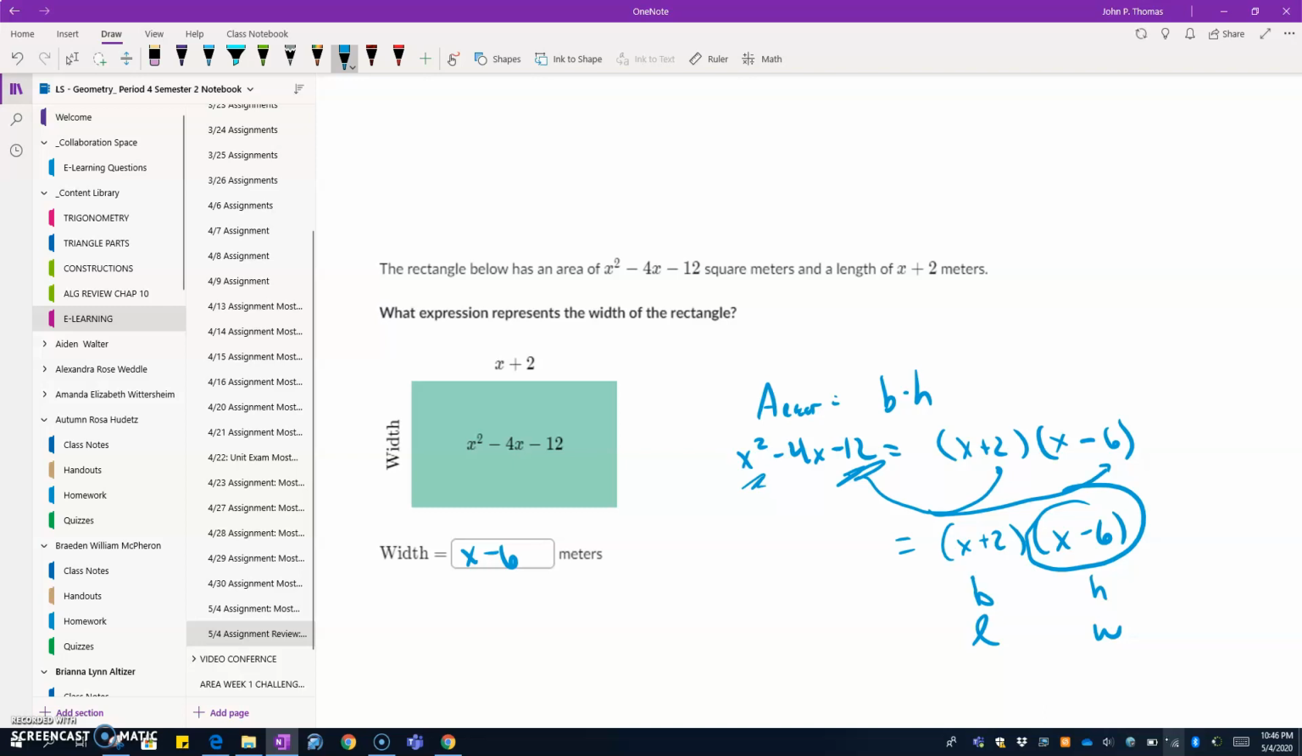So those were the 2 most common missed ones on the algebraic ones. Overall, the factoring itself, you guys did really well with. Not a lot of issues with those questions.